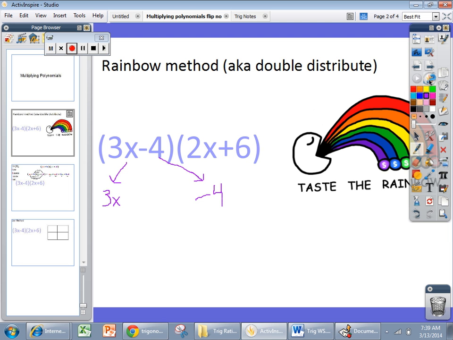Alright, the next thing that you're going to do is you're going to take this whole second binomial and you're going to write it after each of the things that we just broke up. So right behind the 3x, you're going to write the whole 2x plus 6. And eventually, if you get really good at this, you can probably skip this step. But I always write it down because otherwise I mess up.